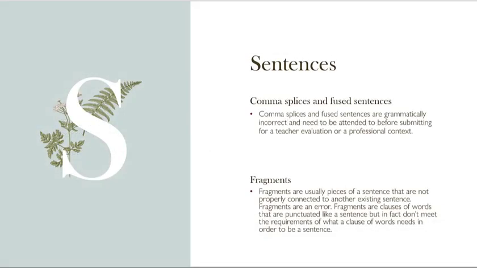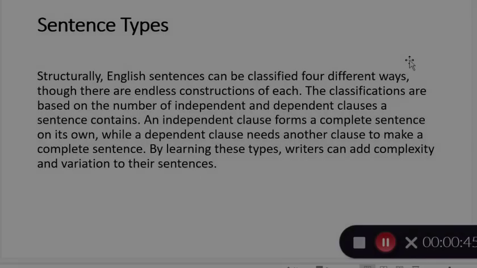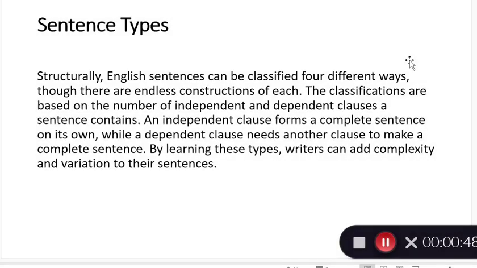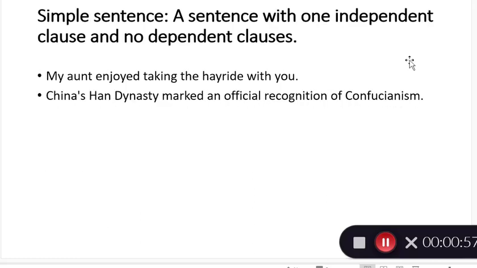Comma splices and fragment sentences are grammatically incorrect and need to be attended to before submitting to a teacher for evaluation or in a professional context. So in English, there are four kinds of sentences, and these are divided basically by how many independent and dependent clauses they have. A simple sentence is one with just one independent clause and no dependent clauses. An independent clause is a clause of words that can stand on its own as a grammatically correct sentence.